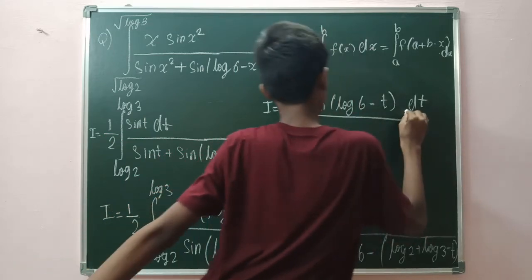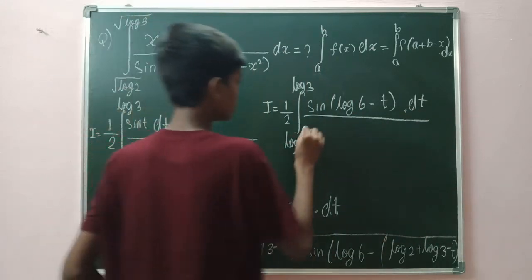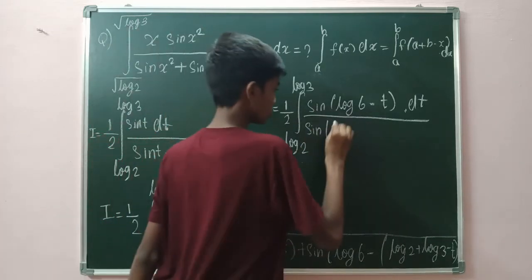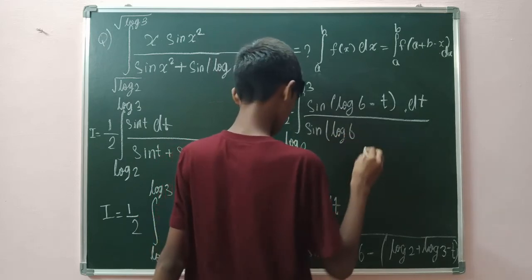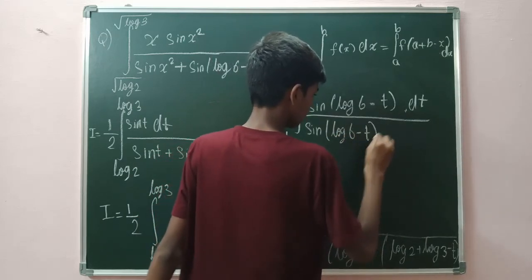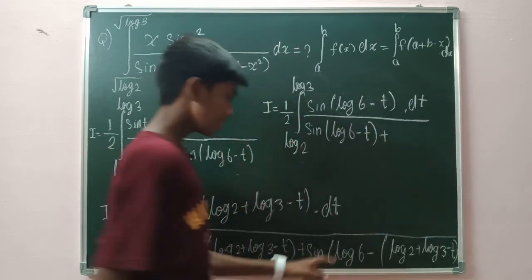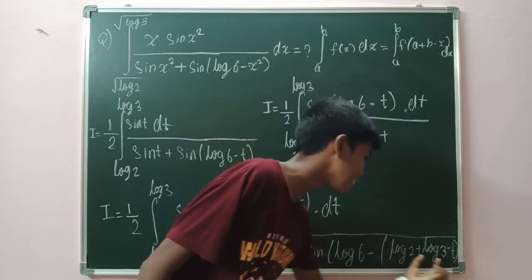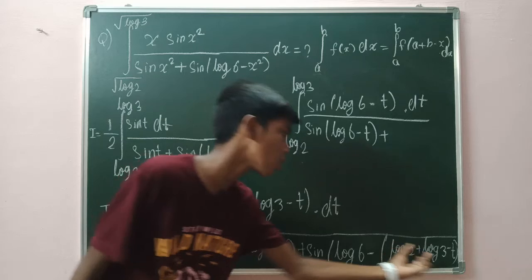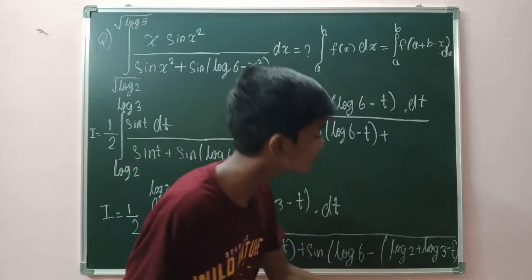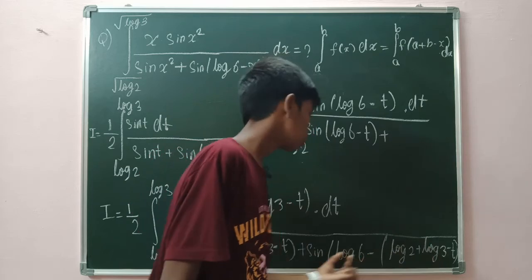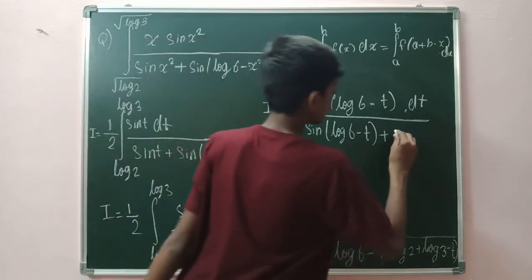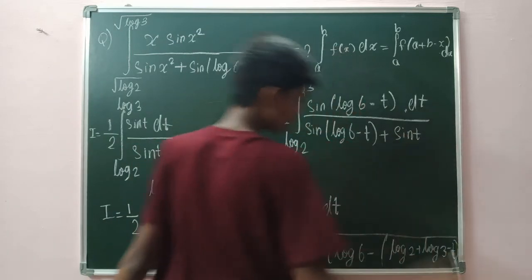Then divided by sine of, here also I am having the same expression, log 2 plus log 3 will be log of 6 minus t. Then plus sine of log 6 minus log 2 plus log 3 minus t. So here you will have log 6 minus t. Correct? Log 2 plus log 3 is log of 2 into 3, which is log 6 minus t. So minus of log 6 minus t will be minus log 6 plus t. So log 6 minus log 6 will get cancelled. So finally I will be left with plus t. Hence that is sin t.